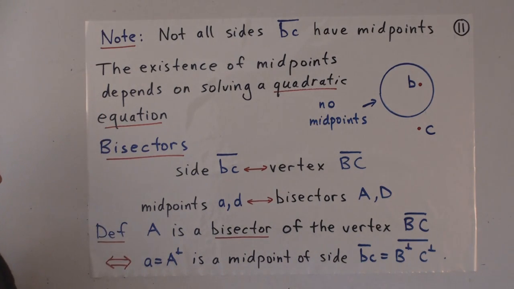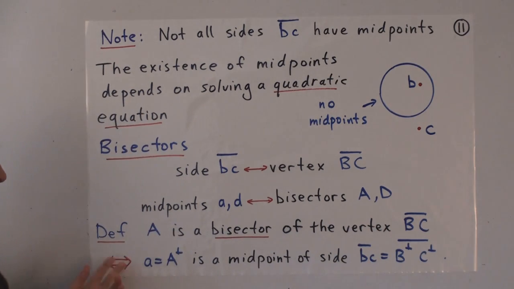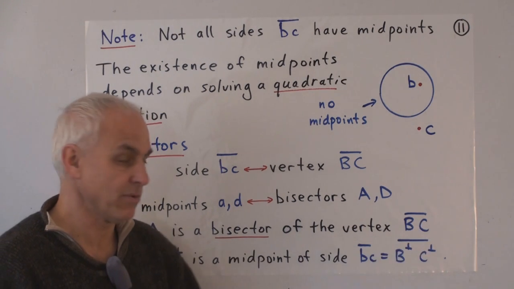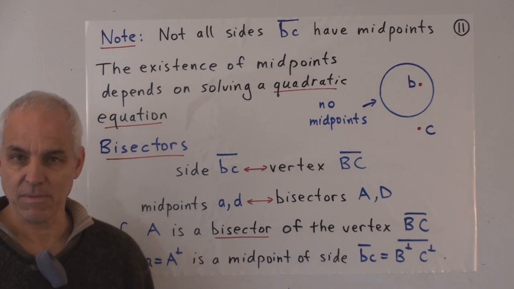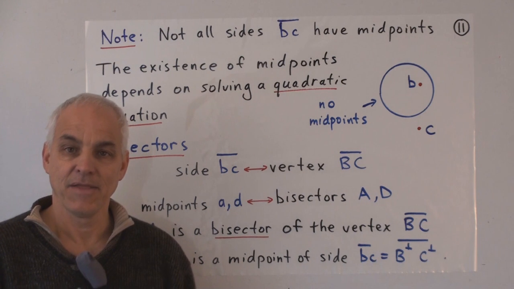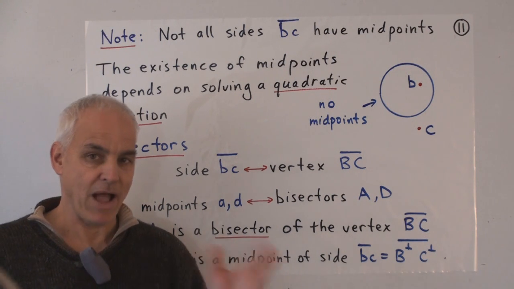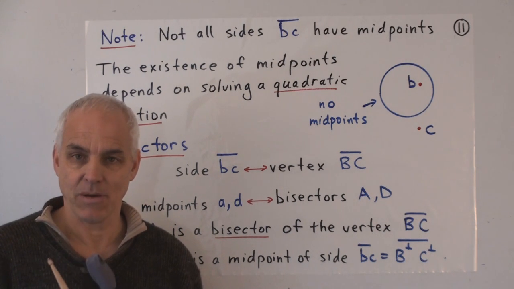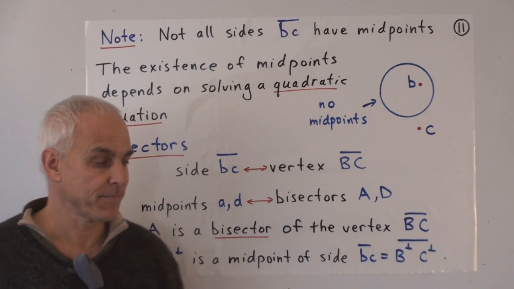Here's the official definition. We'll say that a line A is a bisector of the vertex BC, precisely when the dual, little a, is a midpoint of the side little b, little c, the dual of these two lines. So we can define bisectors by duality once we understand the midpoint business. This is a rather major difference between Euclidean geometry and hyperbolic geometry. There's a complete duality between the idea of midpoint of a side and the idea of a bisector of a vertex in hyperbolic geometry. In Euclidean geometry, midpoints and angle bisectors behave quite differently.